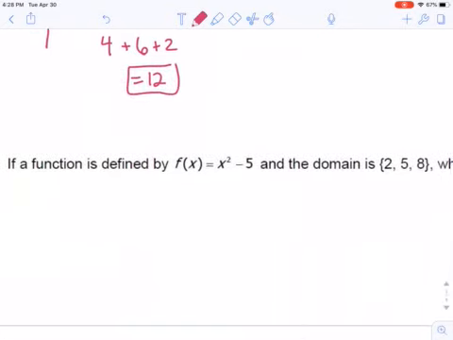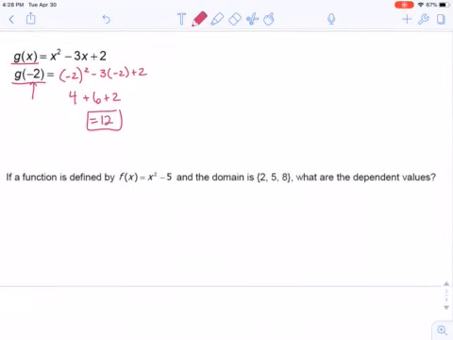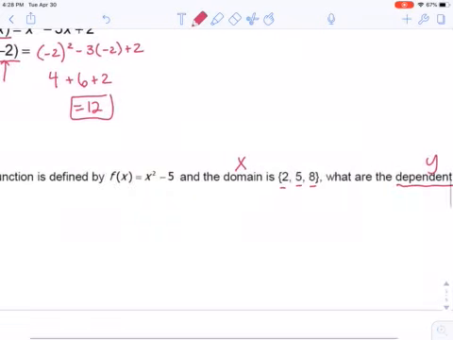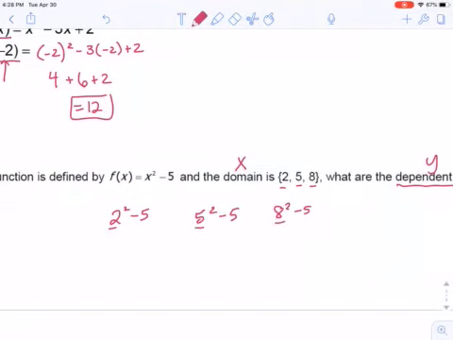You might also see it written like the second problem, where it says if a function is defined by f of x equals x squared minus 5, and the domain is blah, blah, blah, what are the dependent values? We have to just kind of think about the synonyms for these things. Domain refers to x, dependent refers to y. So they're saying plug these in for x and see what you get for y. So that means you're going to have 3 answers here. I'm going to plug in 2, I'm going to plug in 5, and I'm going to plug in 8. Because all of those are listed as my domain, so that means I have 3 different x values. So this would be -1, it'd be 20, and it would be 59. So those would be my 3 answers for this problem.